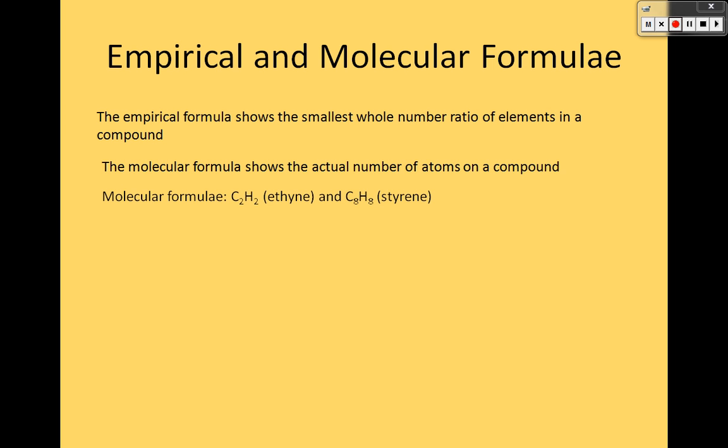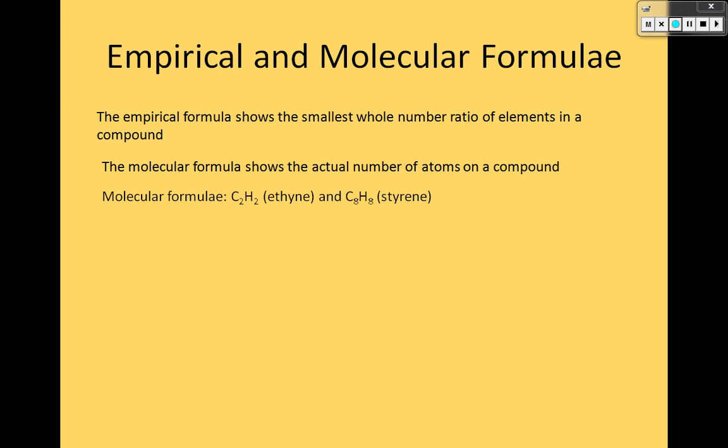So let's take two molecular formulae. We're going to take C2H2, which is ethine. It's a gas. It's used in welders' torches. Then we're going to take C8H8, which is styrene, which is a component in polystyrene, which is what those little packing peanuts that you get in packages that get sent to you are made of, and it's very delicate. So that's styrene. If you look at those, they clearly have different molecular formulae. Ethine is C2H2 and styrene is C8H8, and they have different properties and they're different compounds.